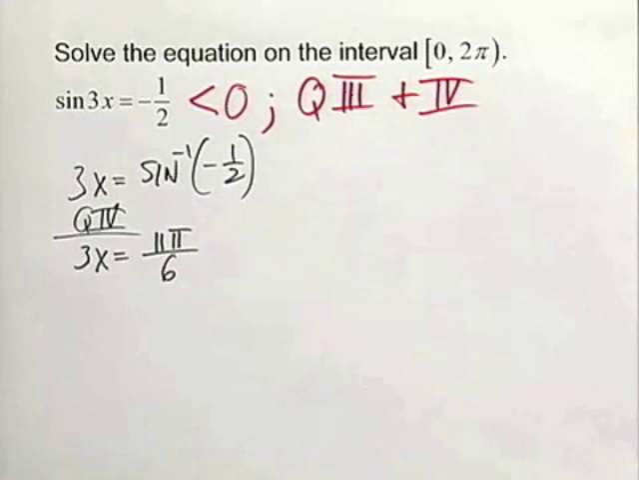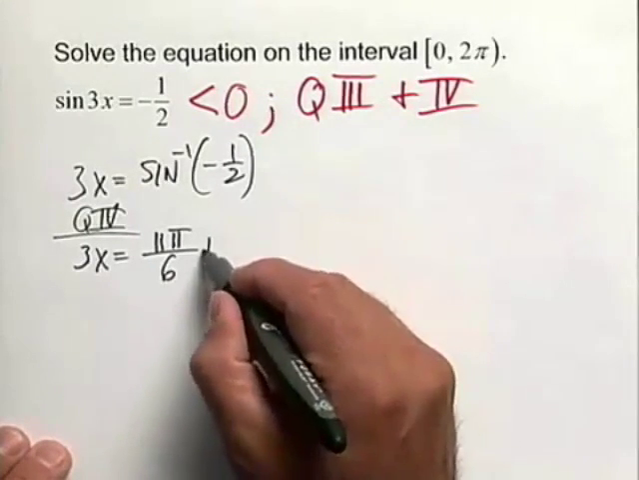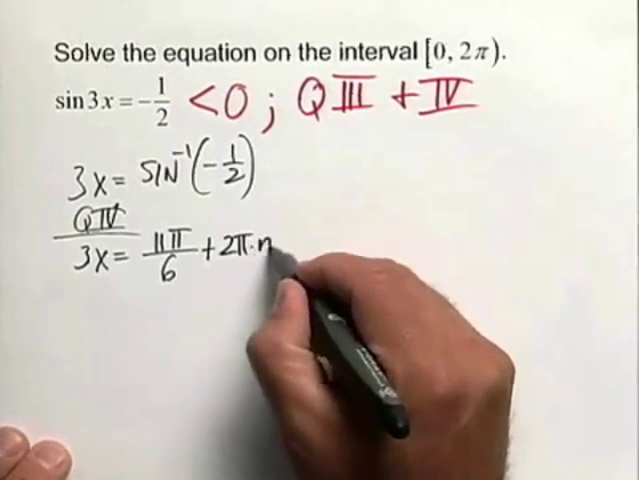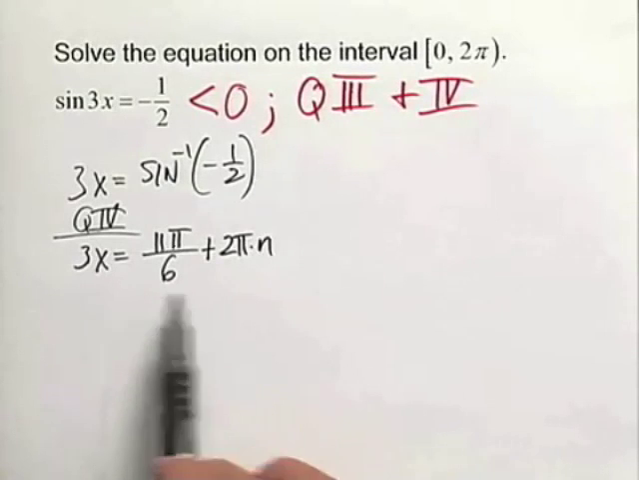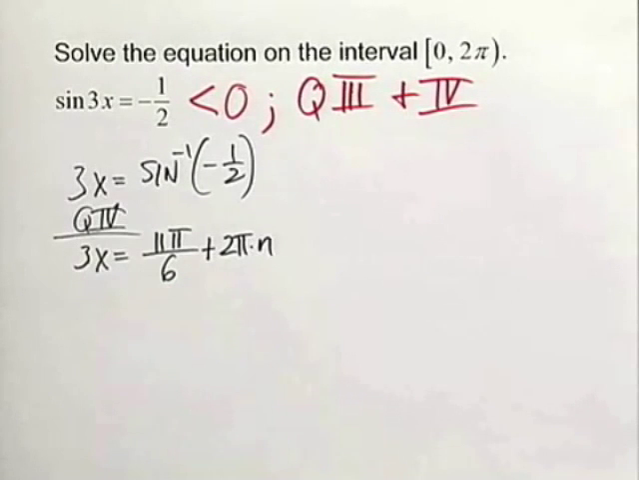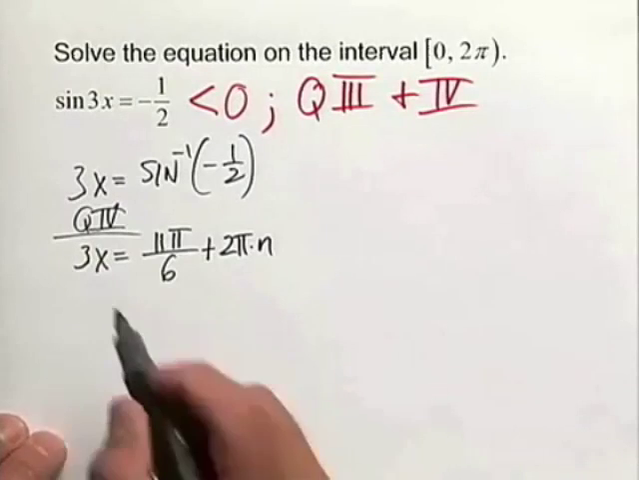We have to address the periodicity of the sine, knowing that the sine has a period of 2 pi radians. And the way we do that is by writing 2 pi n added to our 11 pi/6. And this will address the infinite number of angles that satisfy this equation. More on that later. Let's solve for x completely.